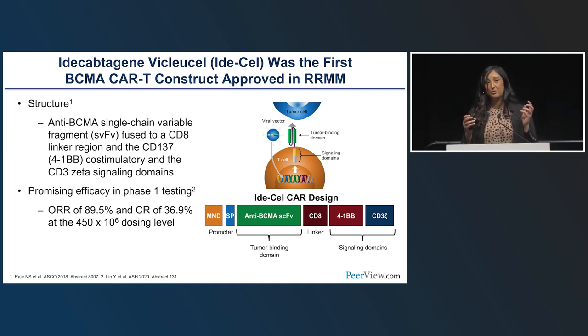And again, the response rates, you just saw the mammoth data. The patients who are triple refractory, penta-refractory, really don't have great options. And these are patients that had 6 lines of therapy. To have an overall response rate of 89.5% and a CR rate of 36.9% is pretty phenomenal. And again, this was a cell dose of 450 million cells, which is what we try to do for the standard of care patients.